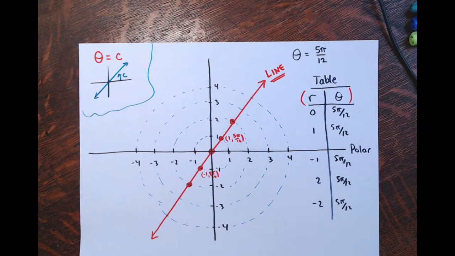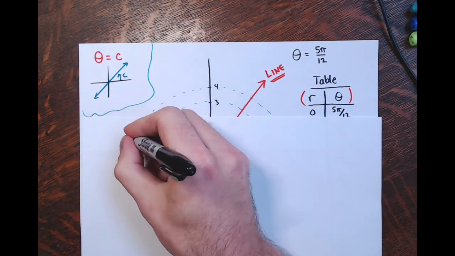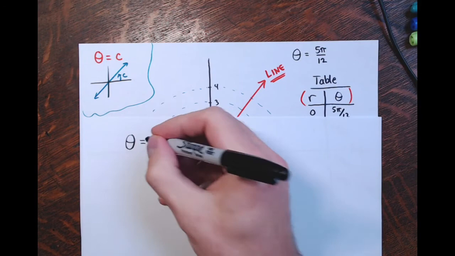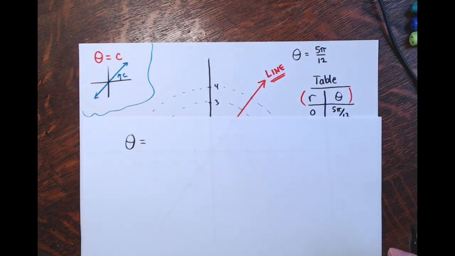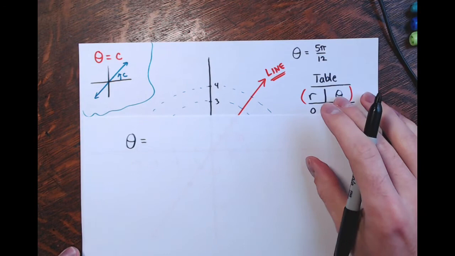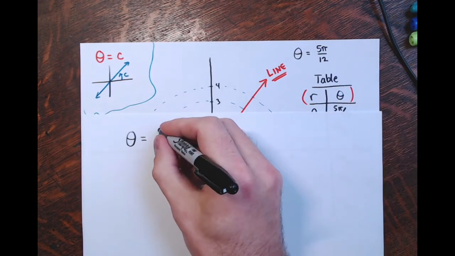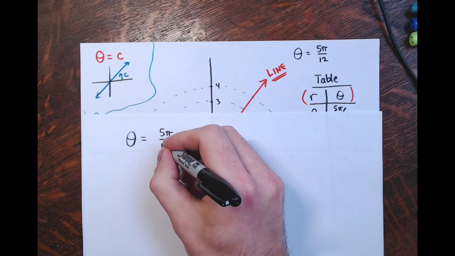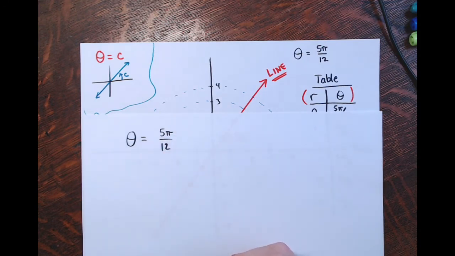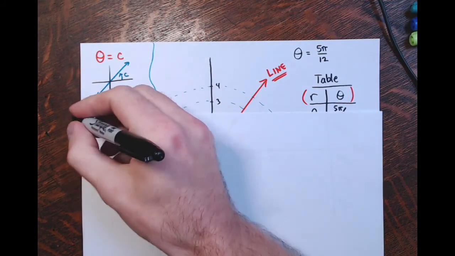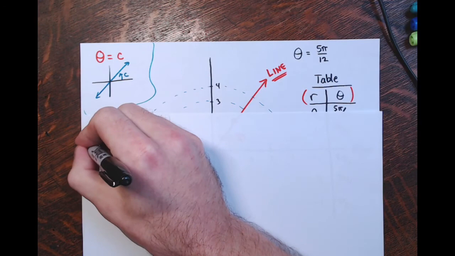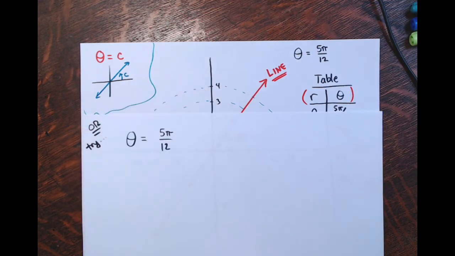Now, we could have also done this. Some equations are easy to change into rectangular coordinates. Theta equals 5π/12. You can try to convert. Now, not all equations, and you don't have to do this. I'm just saying you could try this, or try to change it to its rectangular version.